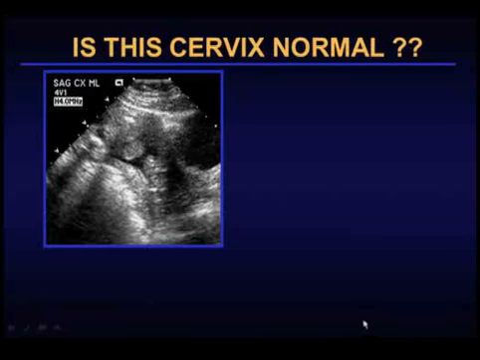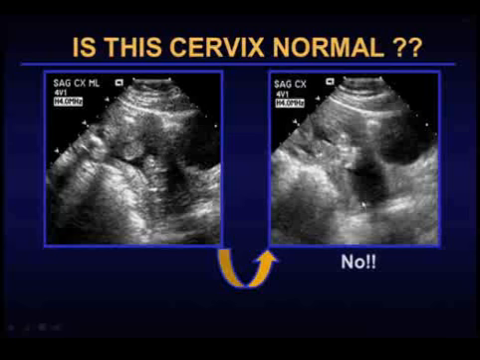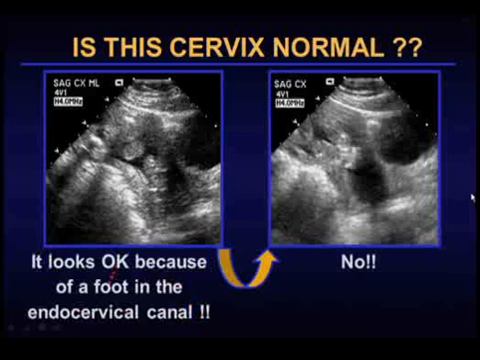What about this case? This is done transabdominally. Now, if you're busy and somebody just shows you this, it might be very easy to say, that looks like a normal cervix. Oh, but now it doesn't. Now it looks like there's fluid in the endocervical canal. So what's going on here?